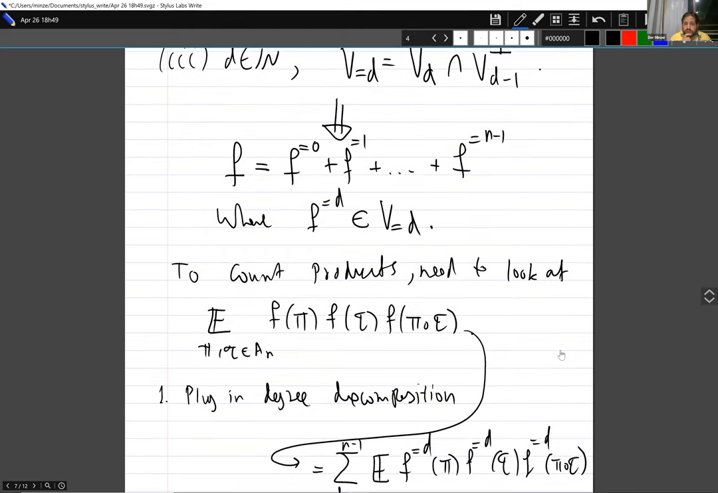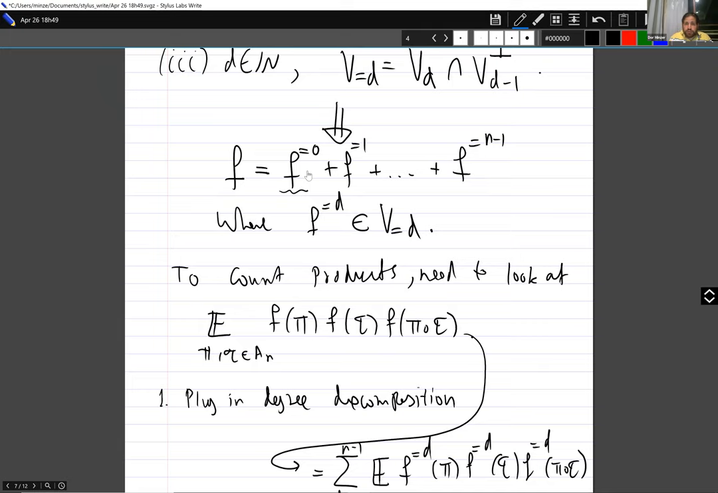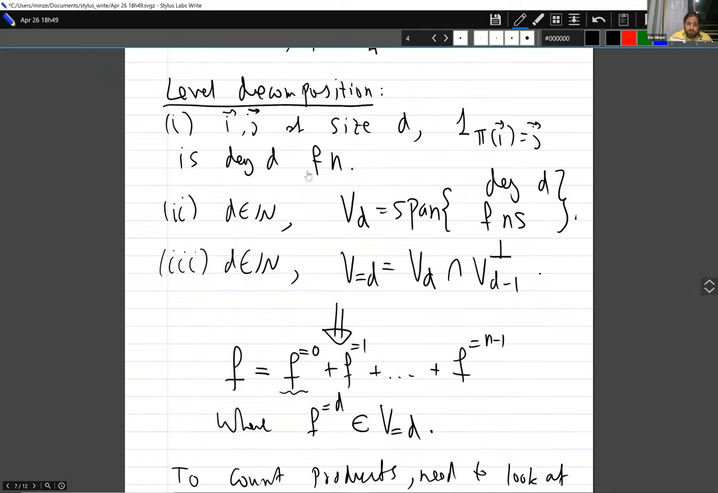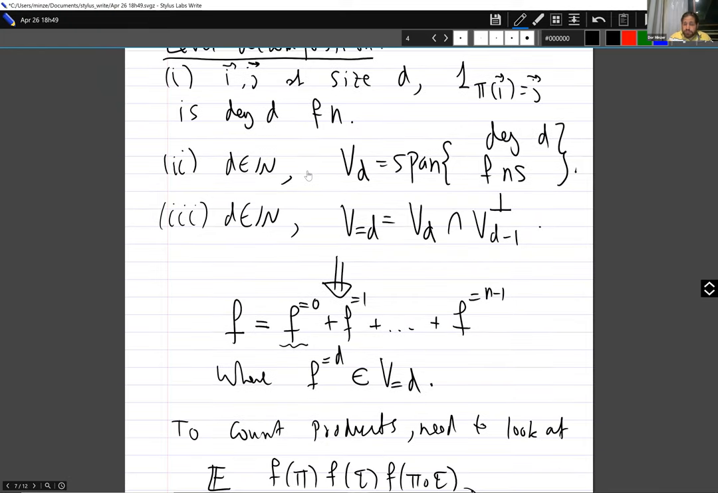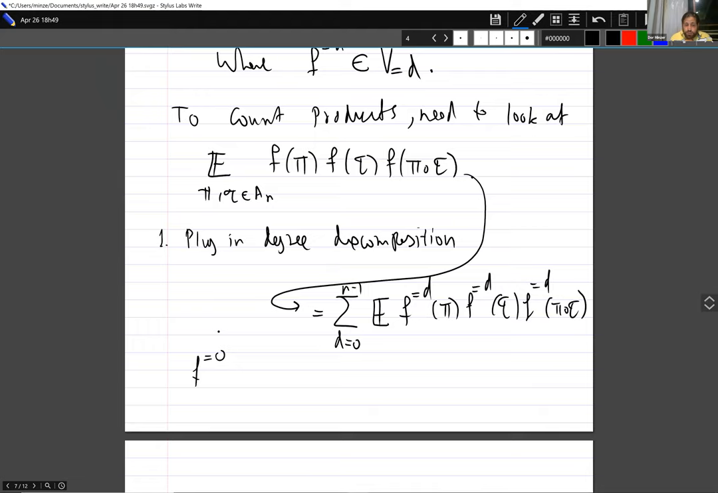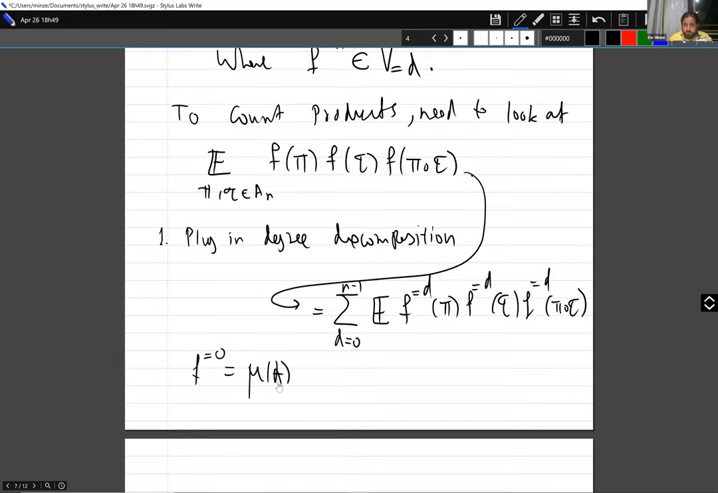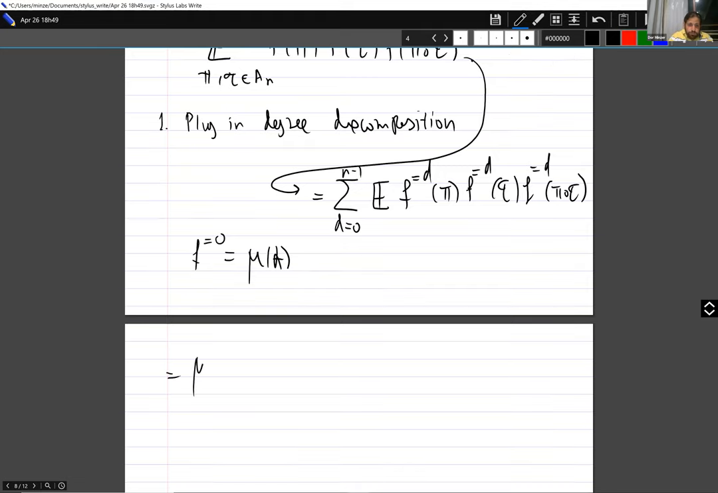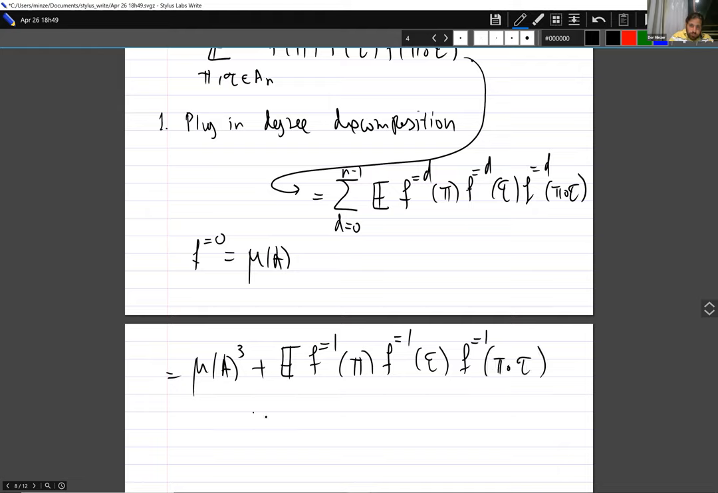Good. So what do we do now? Well, now there is one important d that we need to look at. So what is f equals zero? If you look at the definition, a degree zero function is a constant function. So f equals zero is the closest constant function to f. And it probably would not surprise you that the closest constant function to f in two norm is its expectation. So from d equals zero, you get the expectation of A to the third. And then you get the contribution from level one, plus the rest.